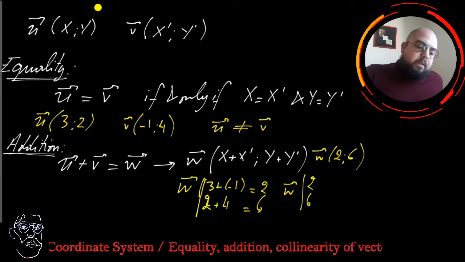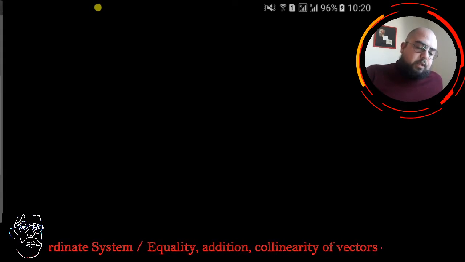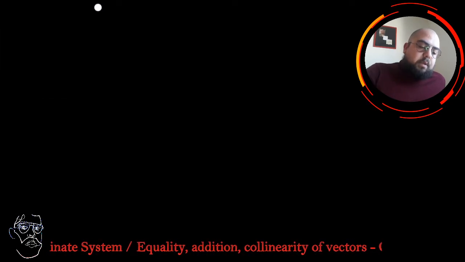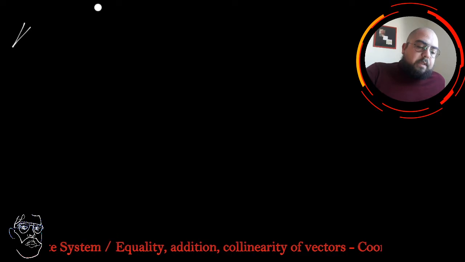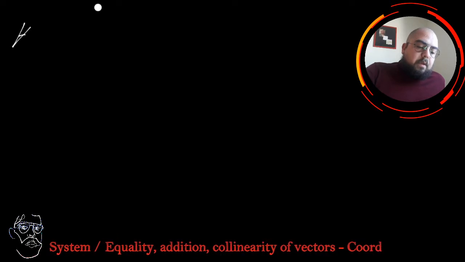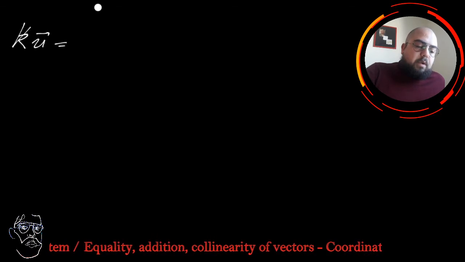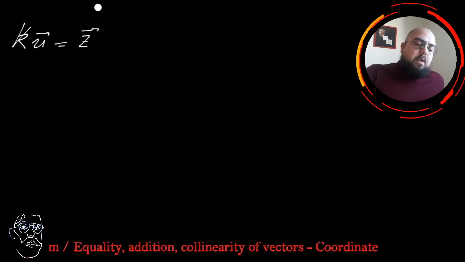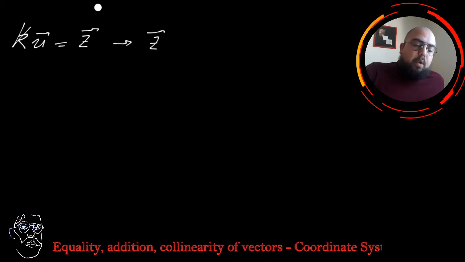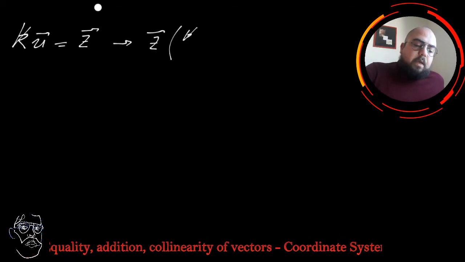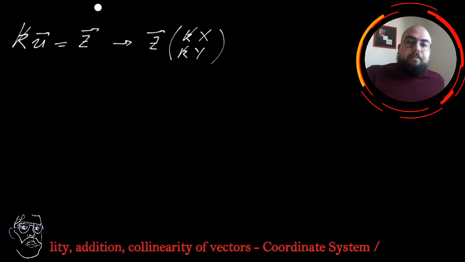Now, what about the multiplication? I will also talk about multiplication since we are mentioning addition. So whenever you have a certain vector, k times u is equal to a new vector, I'm going to call it z. This new vector z will have its components k times x and k times y.